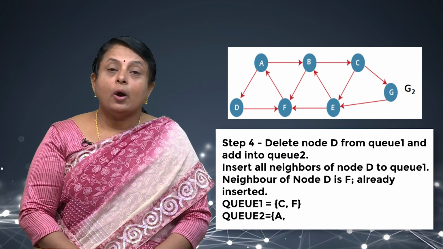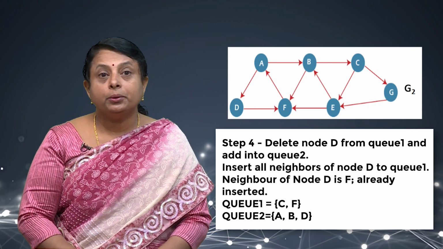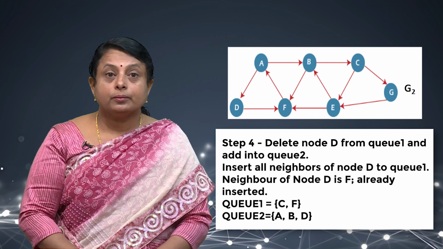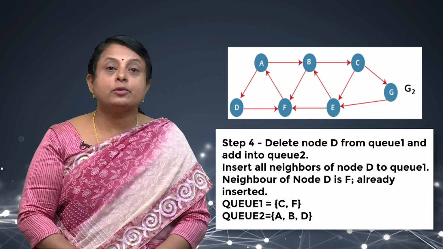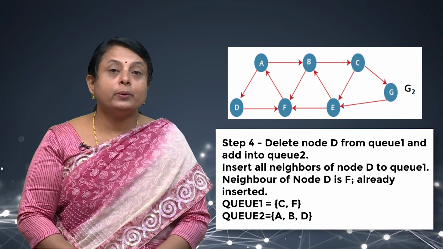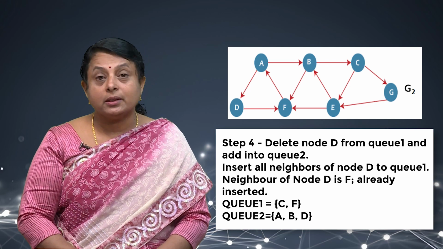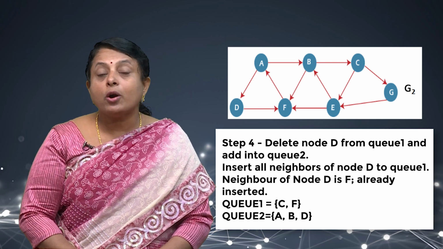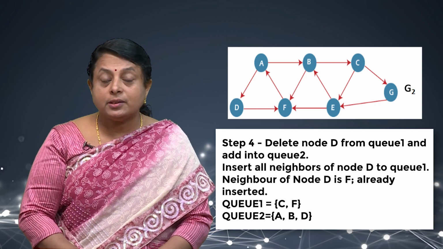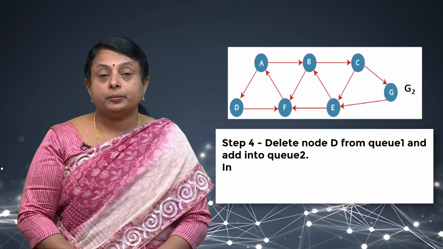Step 4. Now delete node D, which is at the front of the queue, from Q1 and add it to Q2. Insert all neighbors of node D into Q1. The only neighbor of node D is F, and since it is already inserted, it will not be inserted again. So, now Q1 will have C and F, and Q2 equals A, B, D.